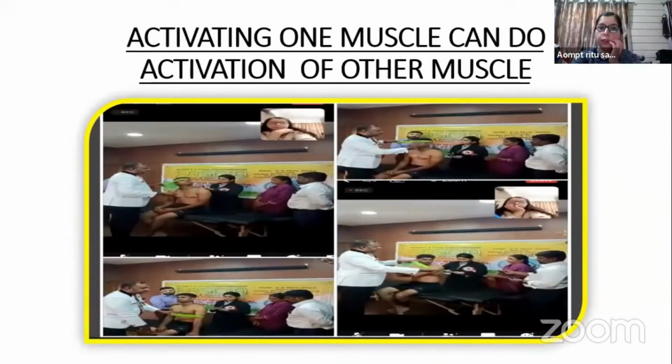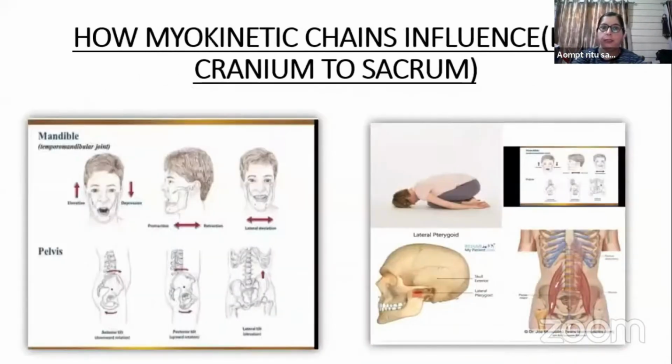And this is the activation of one muscle, like by activating one muscle, the stabilizer, we can influence the mobilizer muscle that is in tightness. So we can inhibit or facilitate that muscle also. And this is also the myokinetic therapy we utilize from cranium to sacrum, how we treat it. Treating the cranium, the patient gets relief in their sacral dysfunction, or treating the sacrum, it can also influence the cranium function. So this is also known as myokinetic therapy.